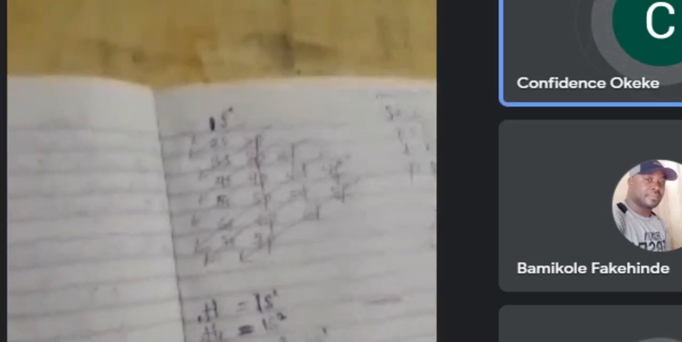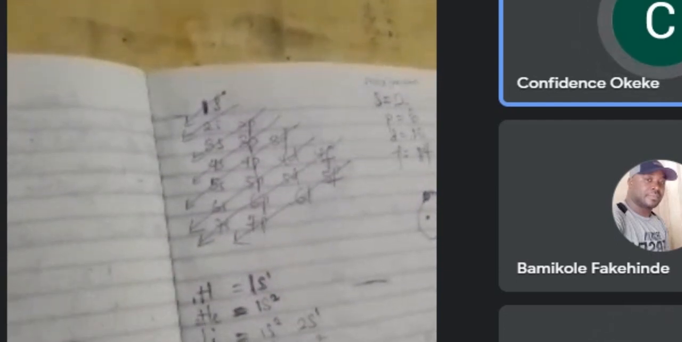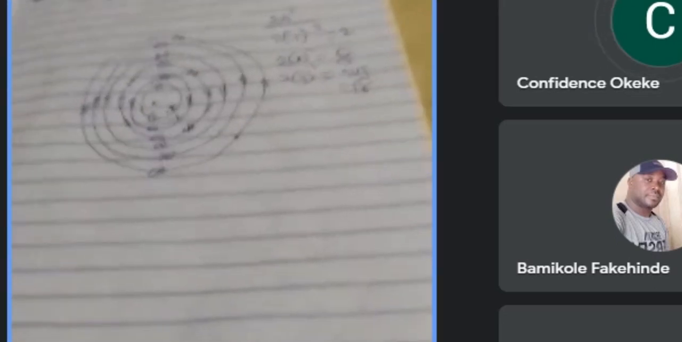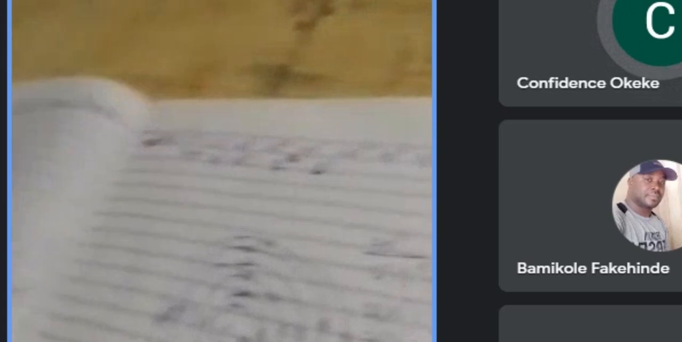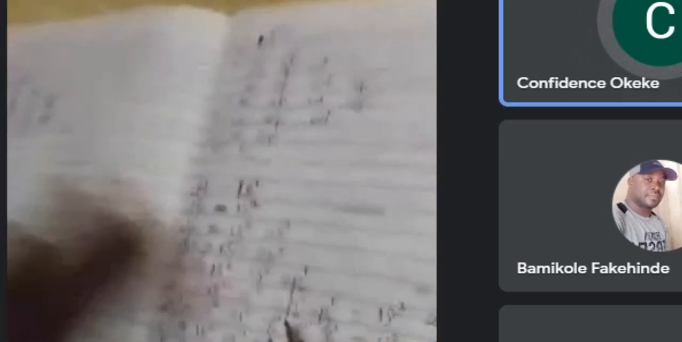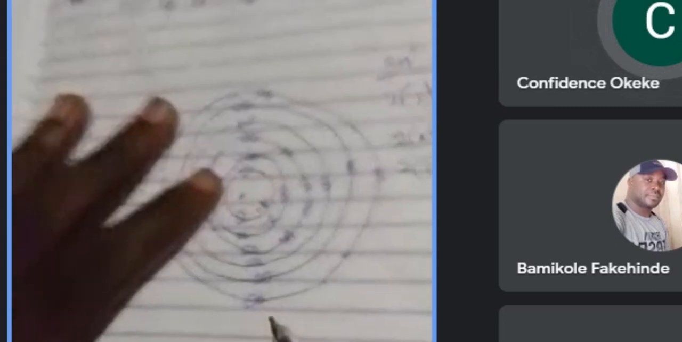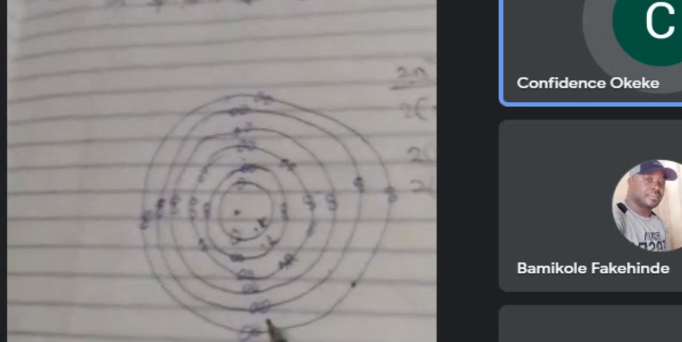So okay, let me check the energy level. 5f, 5d, yes 5d. After 5d, 6p, 7s. Okay. I think my only issue is that I depended on my brain too much. Sorry for that, everyone. When I get to somewhere like this, maybe I'll just have to draw it out because it's becoming so much.